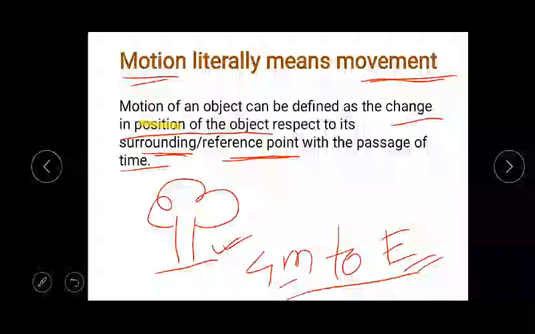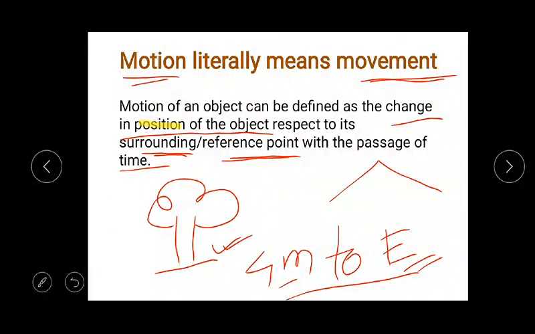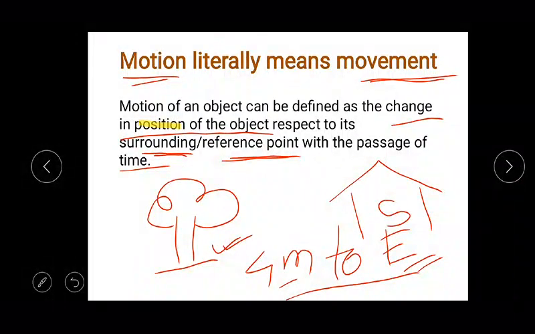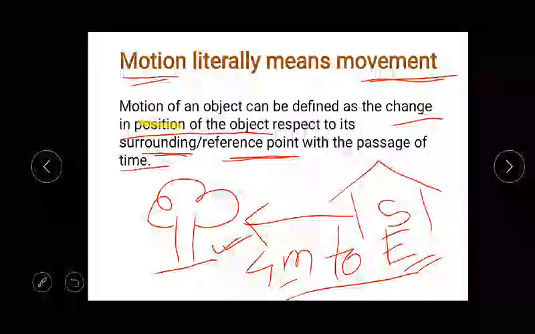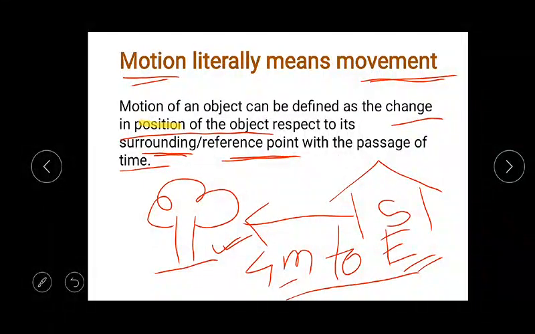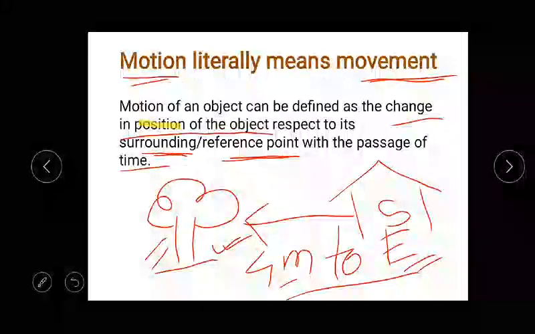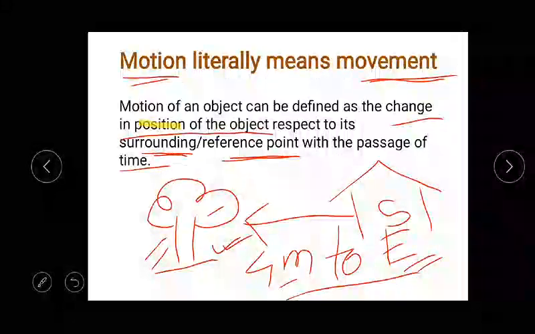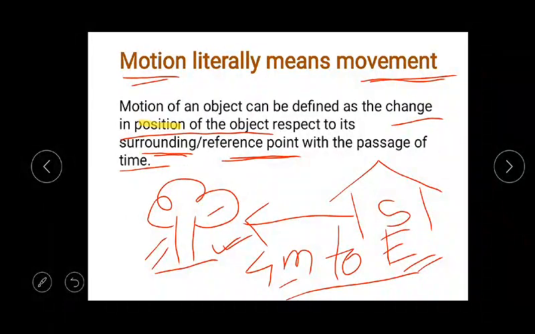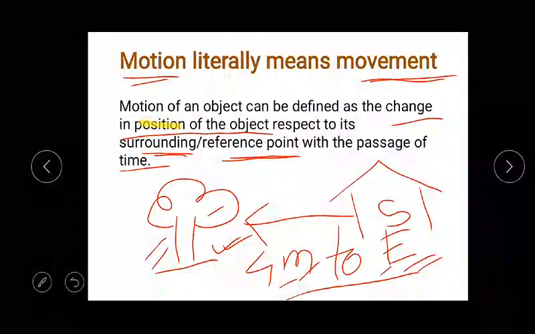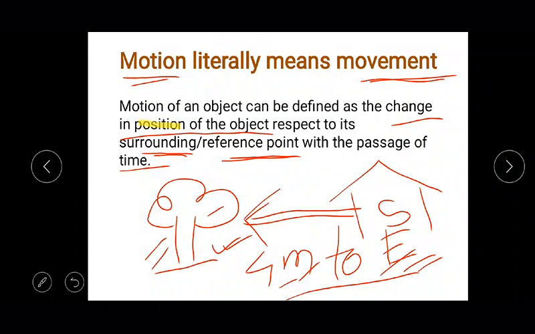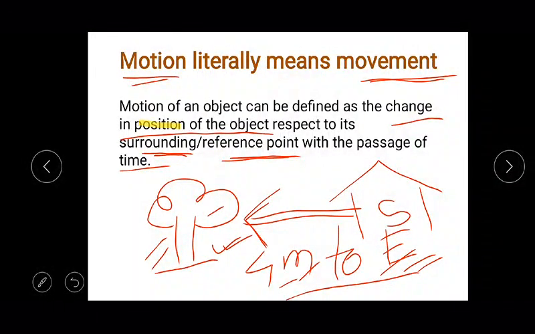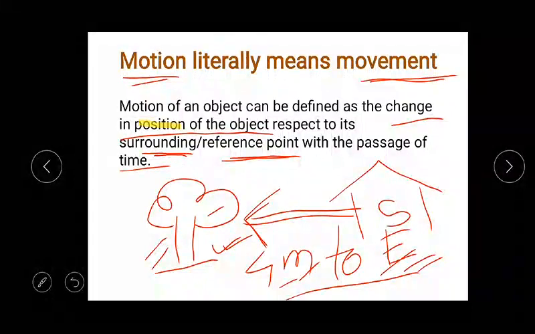Let's say for this case we take a house here. Let's take it to be my house, Suman sir's house. So from Suman sir's house the tree is 4 meter to the east. Now the position of the tree is clearly defined, as it is saying that this tree is located 4 meter to the east of Suman sir's house. So now the position of the tree is clear. This is what position actually defines.